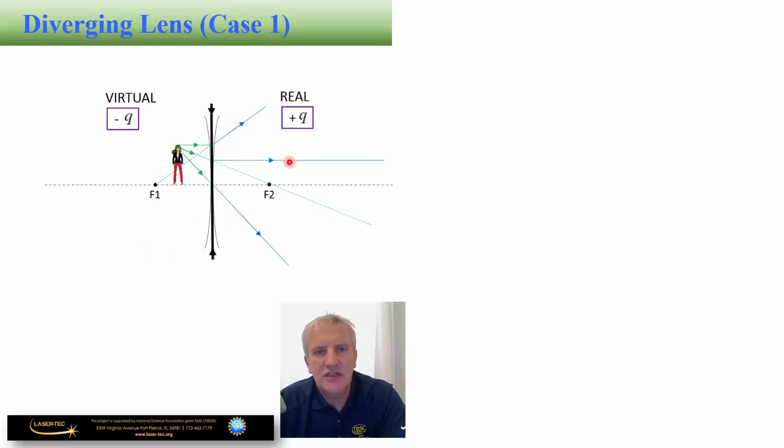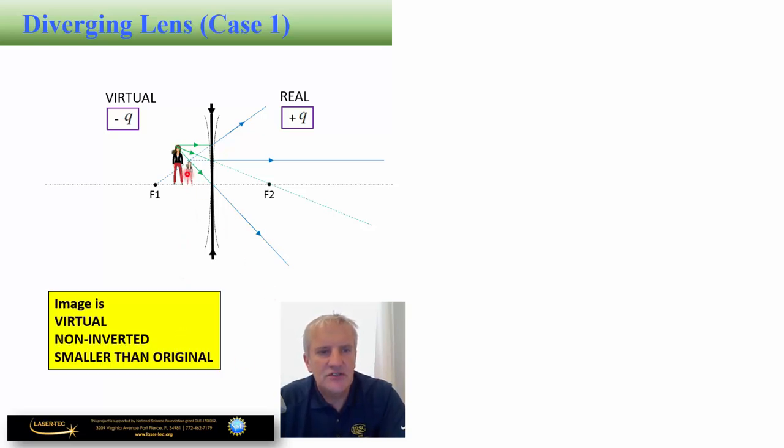So we have three refracted light rays that are shown here in blue that are diverging over on this side of the lens. However, if we construct the extensions back to the left, we can find a point of intersection that is going to define the position of our image formed by this diverging lens. This image is virtual because it's to the left relative to the lens. It's non-inverted because it's on the same side of the optical axis as the original. And finally, it's smaller than the original as it can be observed.